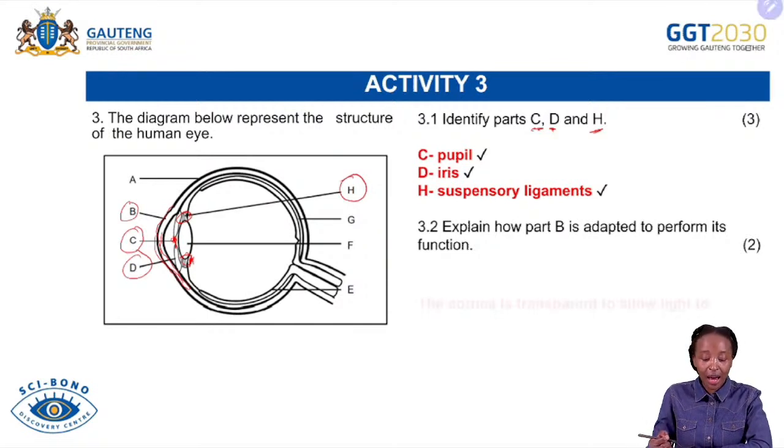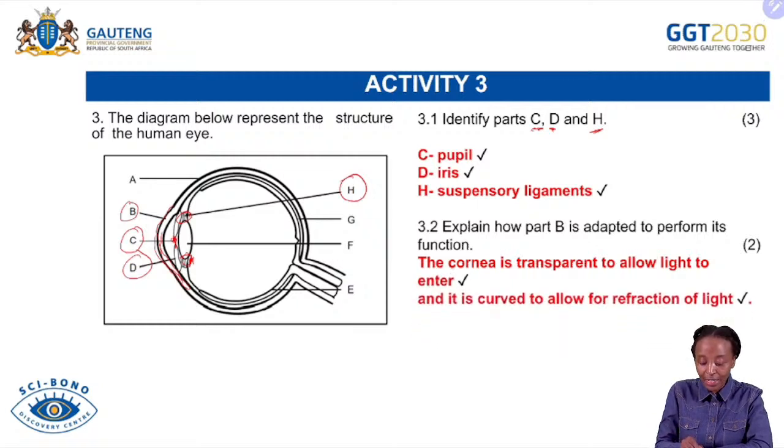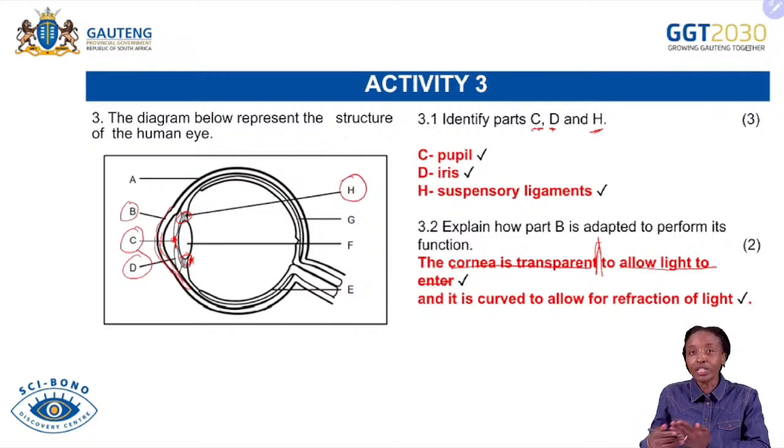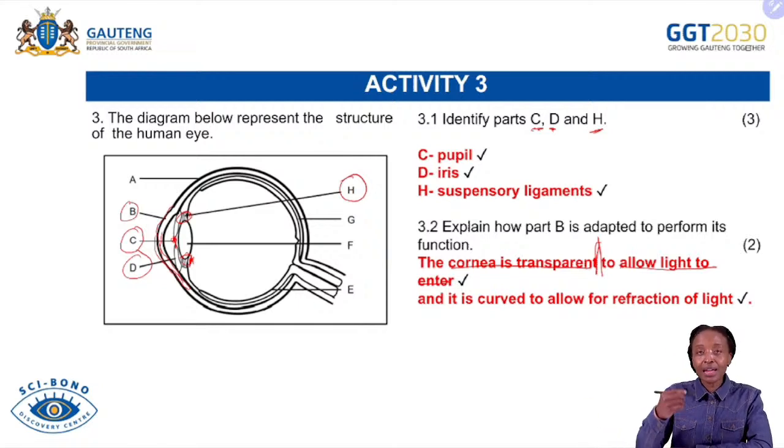So let's see, how is the cornea adapted to its function? Yes, the cornea, the first thing is that we are told it is transparent, then it allows the light to pass through. You explain how it is adapted. So your answer cannot end at it is transparent, because it is transparent, and then so what? You need to tell us it is transparent, therefore it can do this. So in this case, it is transparent, therefore it allows light to pass through. The second thing about the cornea is that it is curved, and when it is curved, it allows for the refraction of light. And that's the 2 marks.